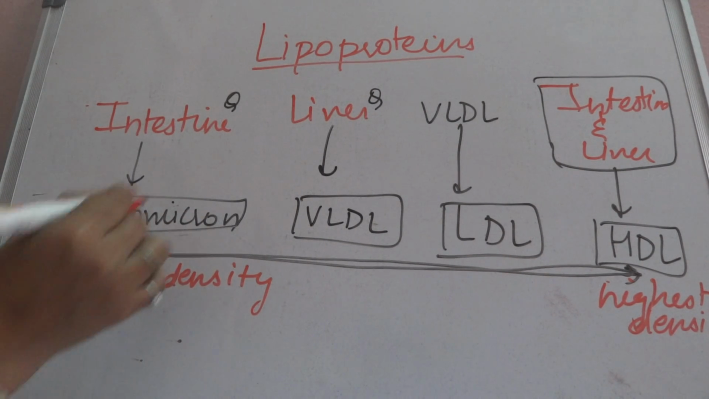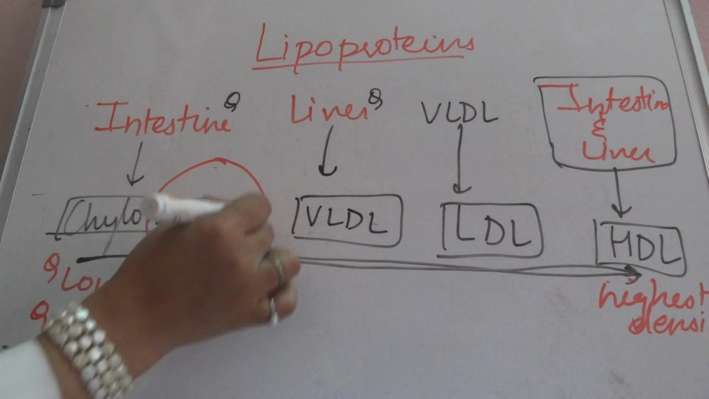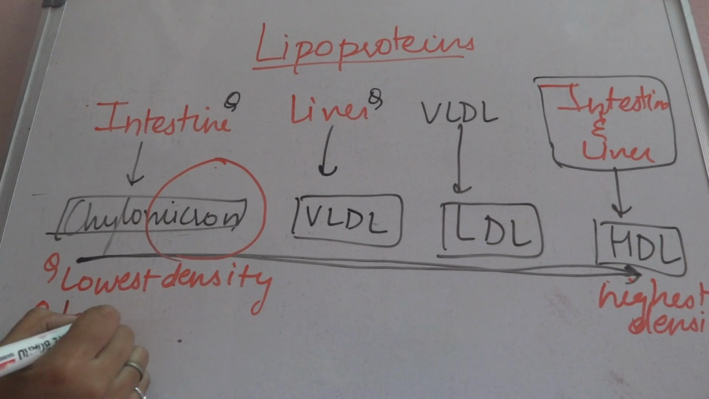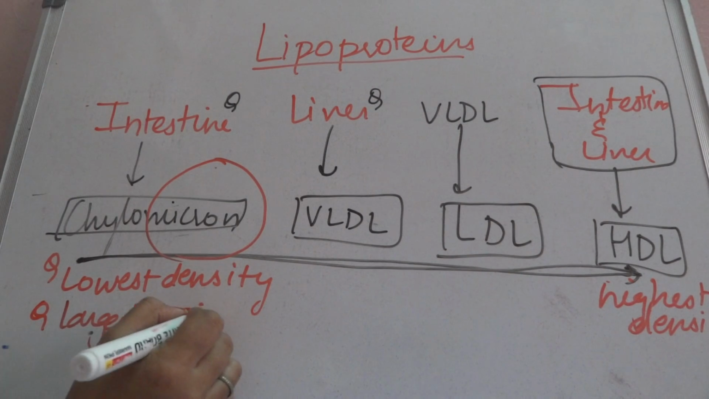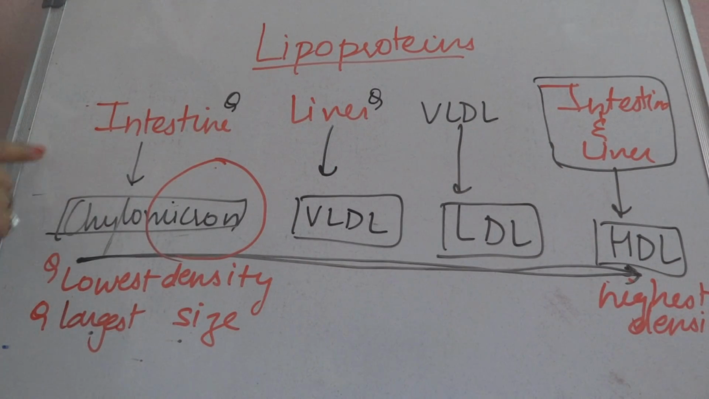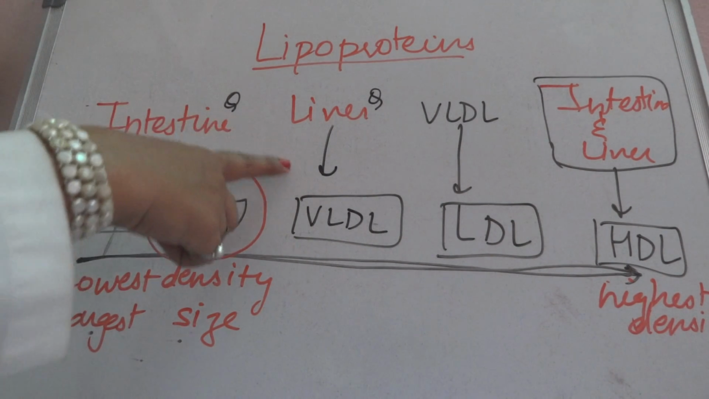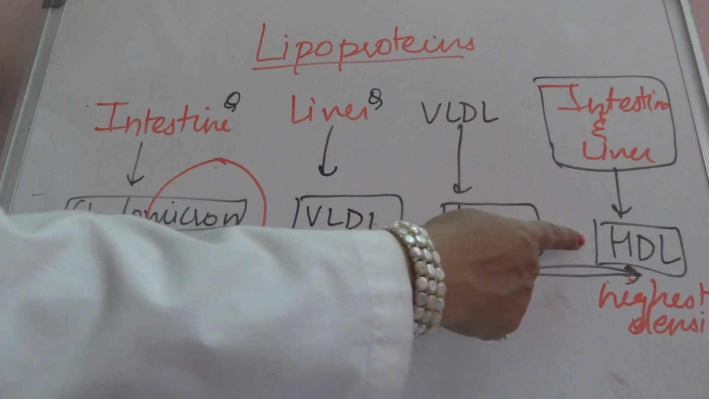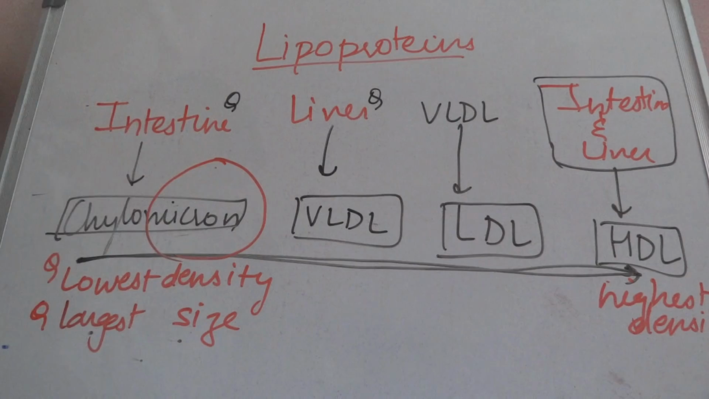And second, I had drawn a big structure because it is containing many alphabets. So it is largest size. The rest become smaller in sizes. Okay. So intestine produces chylomicron, which has least density and largest size. Liver produces VLDL, which in turn produces LDL. Intestine and liver produce HDL, which has highest density.